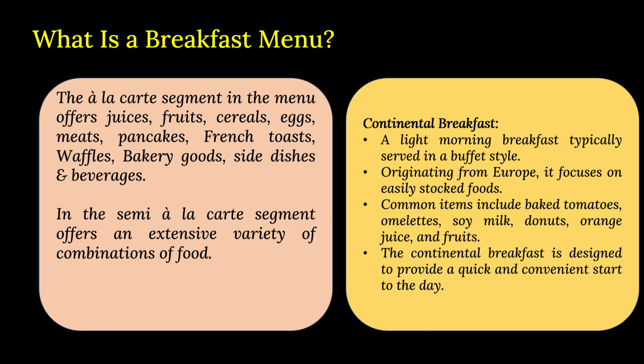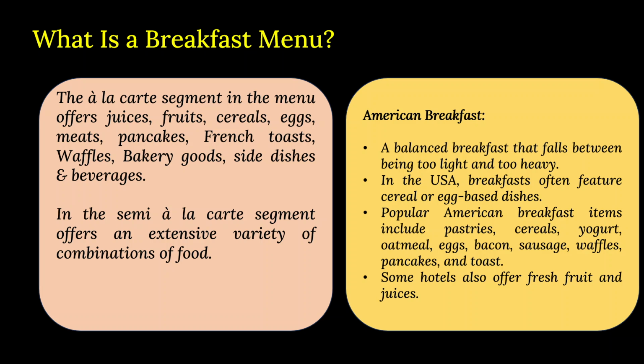Now on the breakfast, there are different types of breakfast available. One is a continental breakfast. What is continental breakfast? A light morning breakfast typically served in a buffet style. Originating from Europe, it focuses on easily stocked foods. Common items include baked tomatoes, omelets, soy milk, donuts, orange juice and fruits. The continental breakfast is designed to provide a quick and convenient start of the day. So that is all about the continental breakfast.